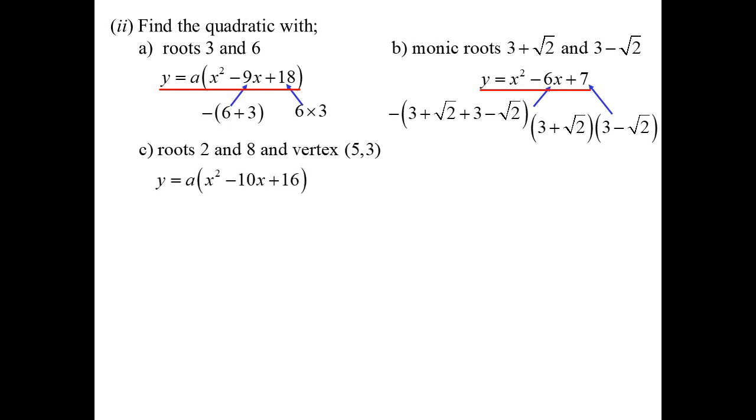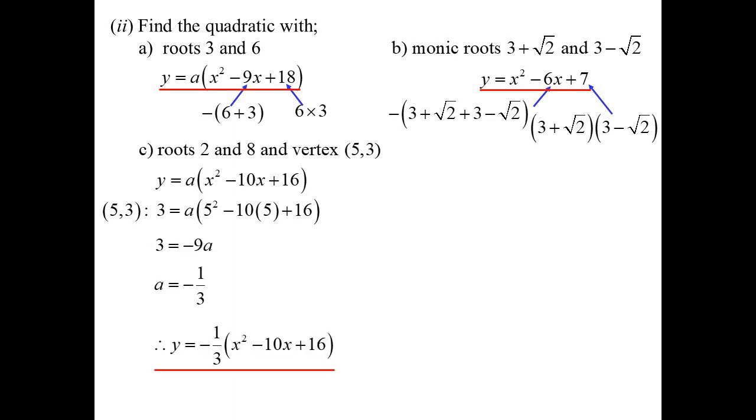So they're not telling me it's monic this time. So this time I say, well, it's a multiple of. Well, 8 and 2 multiplied together give 16, adds together to give 10. It's a multiple of that, but now I know it goes through (5, 3). I can substitute that in. It'll give me an equation to work out a. So let's sub it in, and a is minus 1/3. So there is the equation of our quadratic.